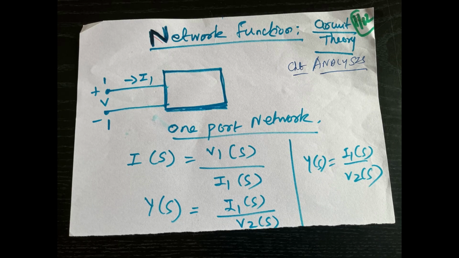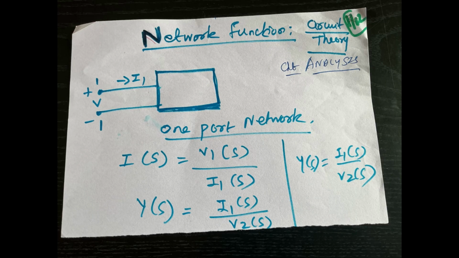In this video, in this class, we see about network functions. The box is a one-port network, with current I1 supply and voltage plus minus V1. Z of S is V1 of S divided by I1 of S, and Y of S is I1 of S divided by V2 of S. That is the network function.